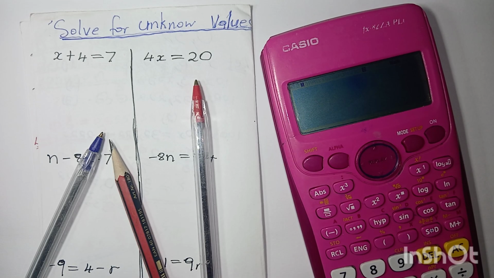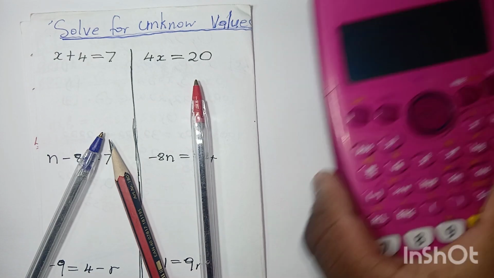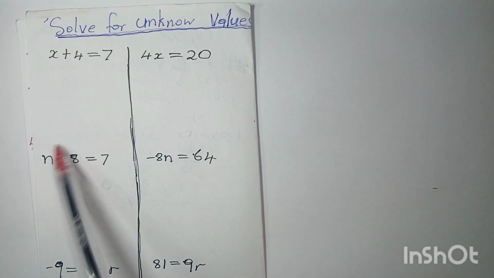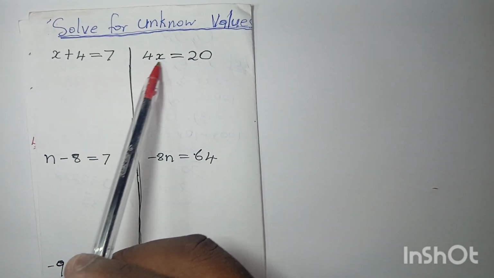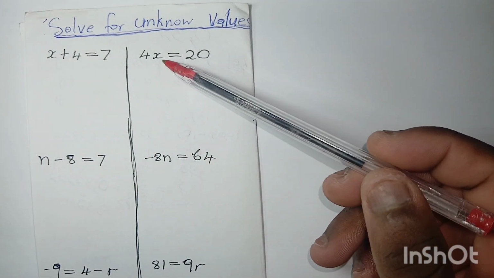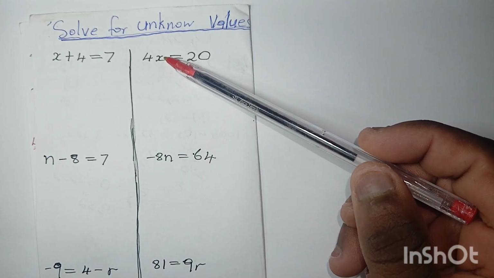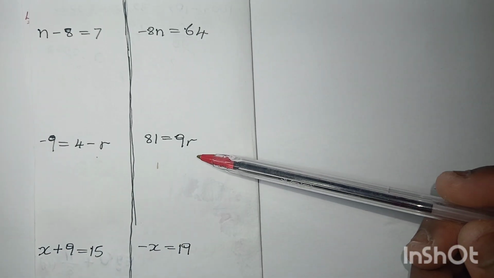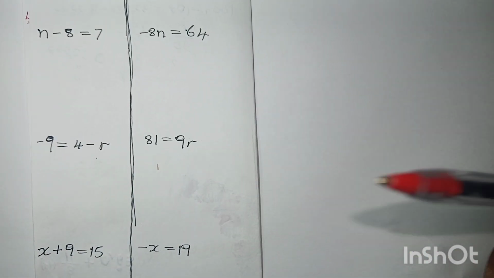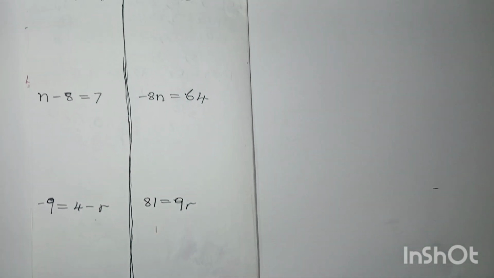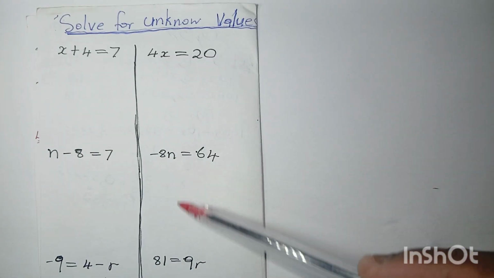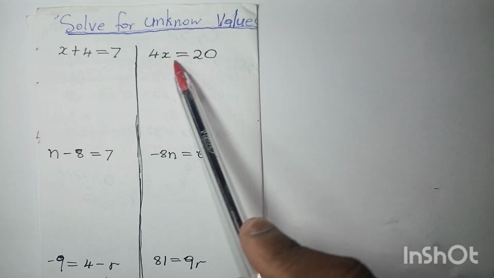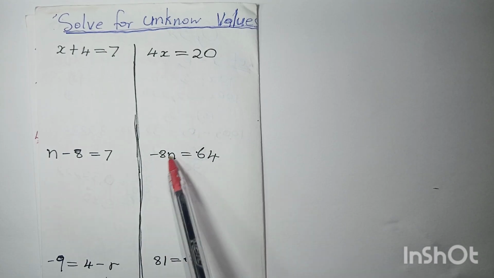So in this video, guys, I just want to show you how to solve unknown value, which is x. But sometimes, not all the time, you'll get a question which says solve for x. Others will say solve for n, and others will say solve for r. Do you understand? You should know that these are what we call unknown values.